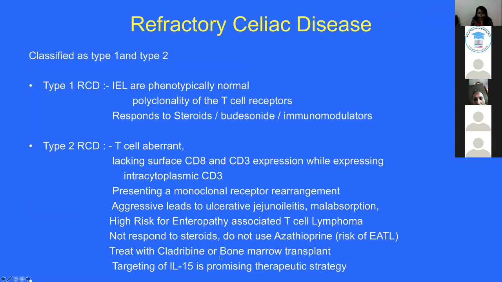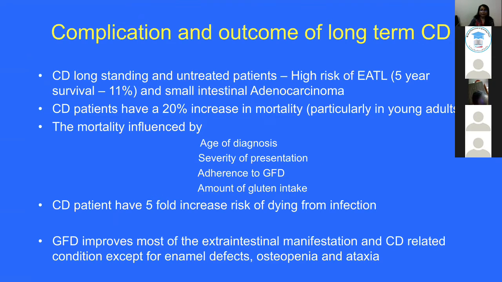We have other drugs also. We can treat them with bone marrow transplant. And recently, a newer drug, acting on IL-15, is a new promising therapeutic strategy which can be used in patients with refractory celiac disease.